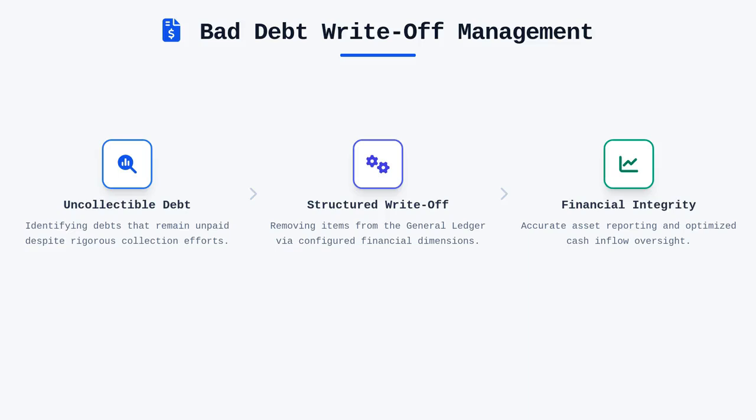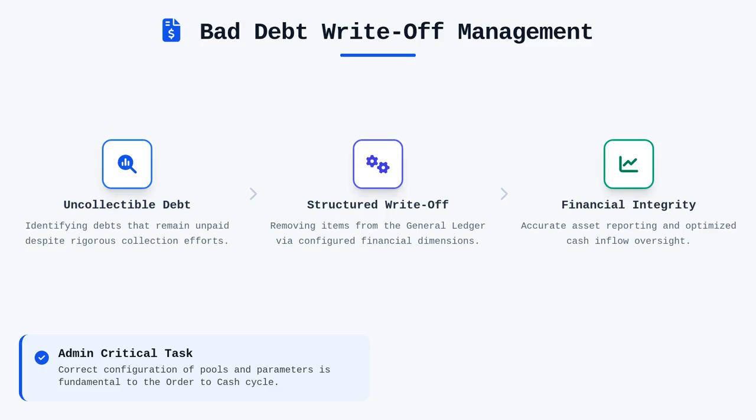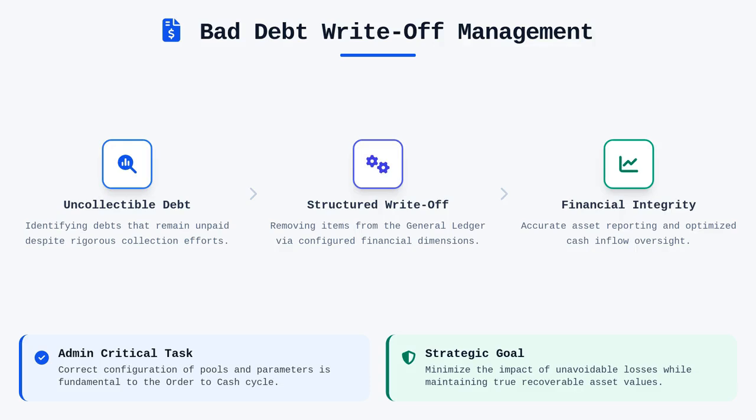By maintaining a clean set of receivables, you ensure that the organization's financial statements accurately reflect the true, recoverable value of its assets. Configuring these pools and write-off parameters correctly is a fundamental task for any administrator tasked with maintaining the integrity of the order-to-cash cycle. These tools provide the necessary oversight to optimize cash inflows while minimizing the impact of unavoidable losses on your financial outlook.